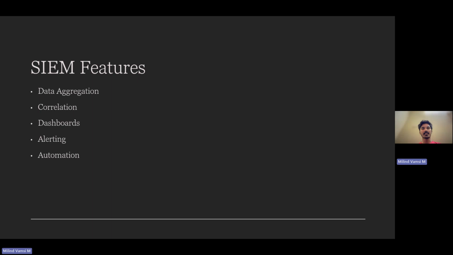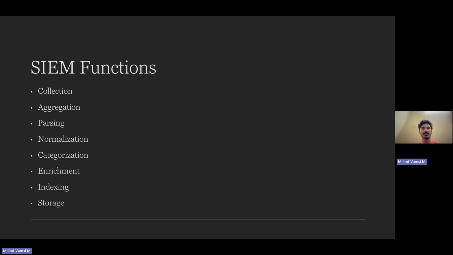Next, let's look into some of the SIEM functions. The data is centralized and includes information from applications, security devices, antivirus filters, and firewalls. Some of the SIEM functions are performed on this data to avoid threats. Let's go into them one by one.